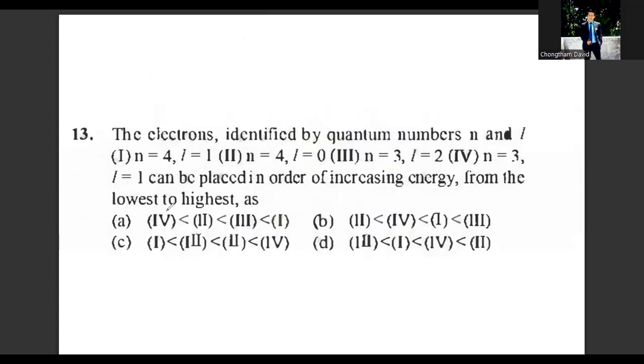Question number 13. The electrons identified by the 4 quantum numbers are given. You can place these in order of increasing energy from lowest to the highest. So how can you arrange this? By obeying the n plus l rule. According to the n plus l rule, you have n plus l. If I obey n plus l, the values are 5, 4, 5, and this is 4. To do the ranking based on the priority of the principal quantum number, you will be getting 4, 2, then 3, followed by 1. So the answer would be A.